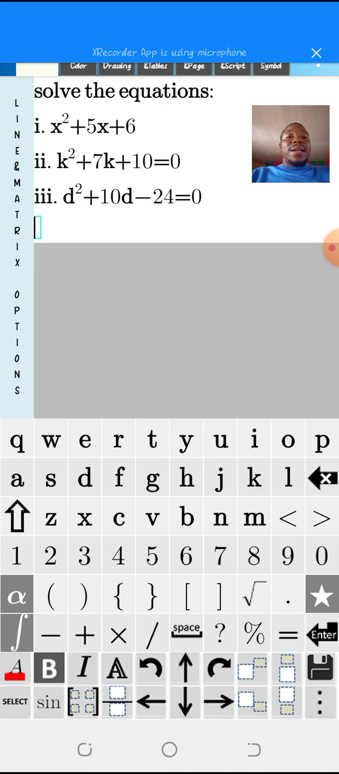Although we also have some advanced methods like the Newton-Raphson iterative method, the bisection method, the regula falsi, and the secant method, etc. But I'm going to be focusing on the four major methods in my videos subsequently. Okay. Now we have some examples here. Solve the equations. You can see them. We have three different equations here, which are quadratic in nature. So before we look at the solutions to these equations using the factorization method, because I'm focusing on the factorization method now in this video.